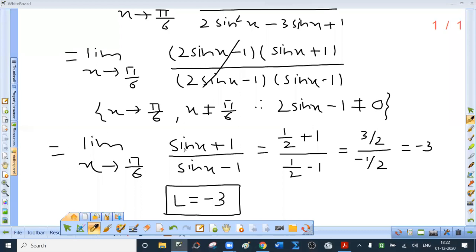So limit x tends to pi by 6, sine x plus 1 upon sine x minus 1. Again, see whether the limit can be taken or not. If the denominator is 0, the limit cannot be taken, but here it is non-zero. So take the limit. Sine pi by 6 is half. So 3 by 2 upon minus half. Minus 3 is the final answer.